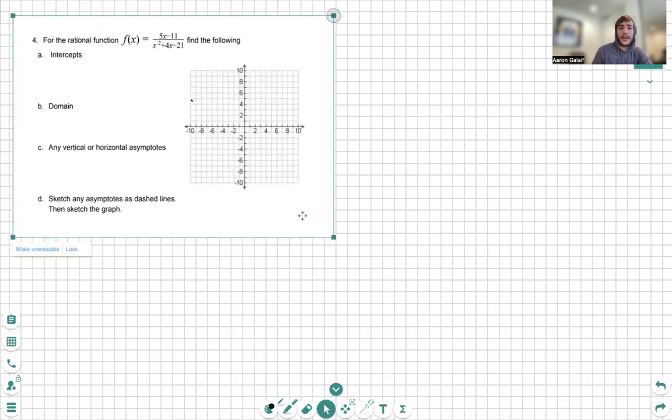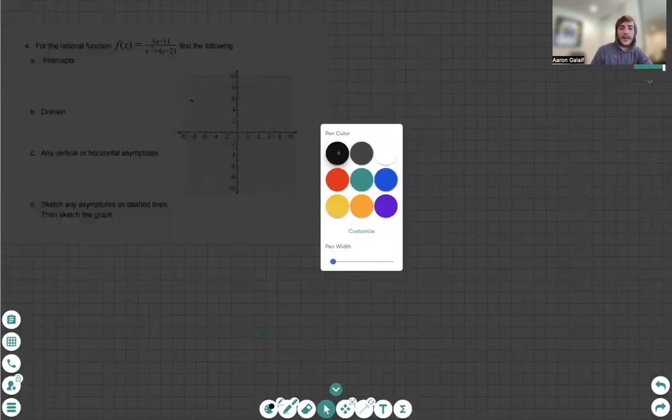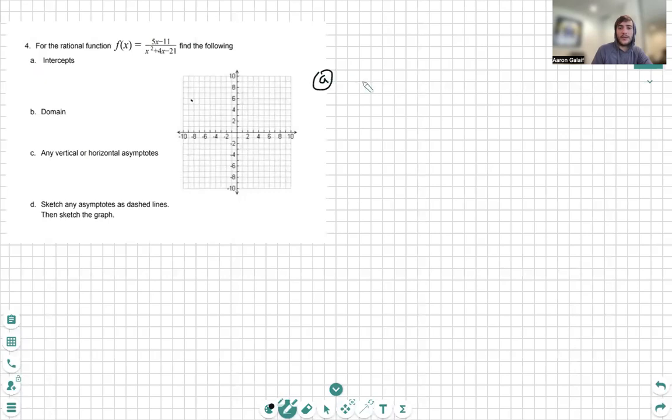So the first thing we need to do is find these intercepts for A. To find the x-intercept, set the numerator equal to 0. That's it. We're going to take 5x minus 11.